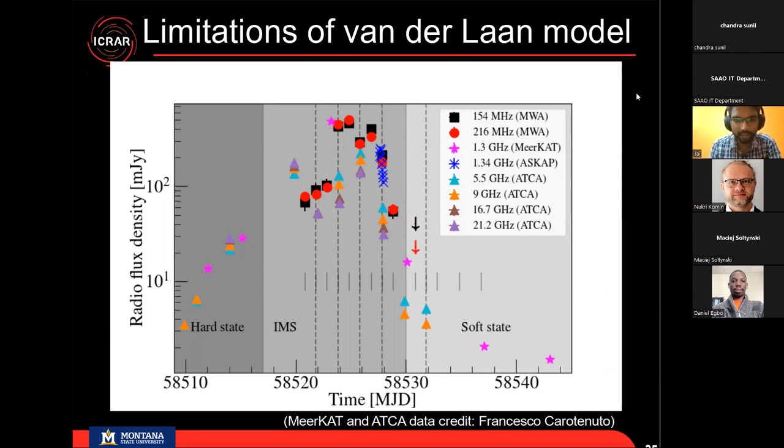Yeah, so you're talking about this particular plot? So Sunil, are you talking about this particular plot or some other plot? Yes, I was asking about this particular plot and specifically the jump which you see in the flux by MWA at 216 megahertz. And you see that within 1 or 2 days, the flux has gone up by, say, a couple of times. So is it like a normal scenario in these compact jets, or how do you see it in terms of particle acceleration?